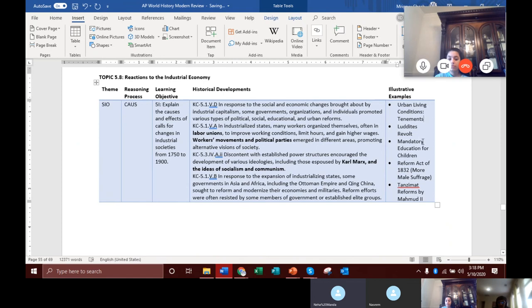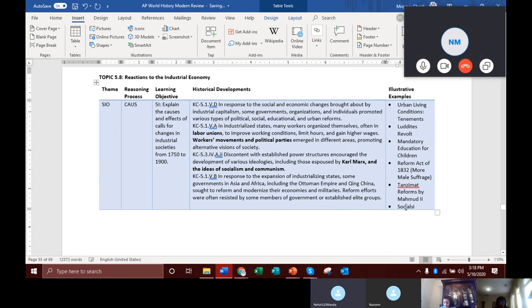So yes, we have the urban living conditions. We have the Luddites revolt. So this is where we can put all the revolts, I think. Which revolts? We can talk about, yeah, so we have the Tanzimat reforms. Also, there's also utilitarianism. John Stuart Mill. Yes, John Stuart Mill.